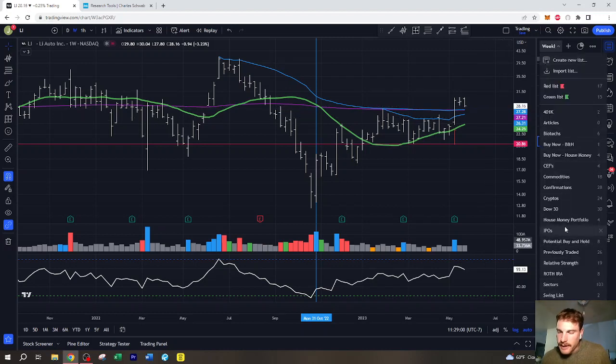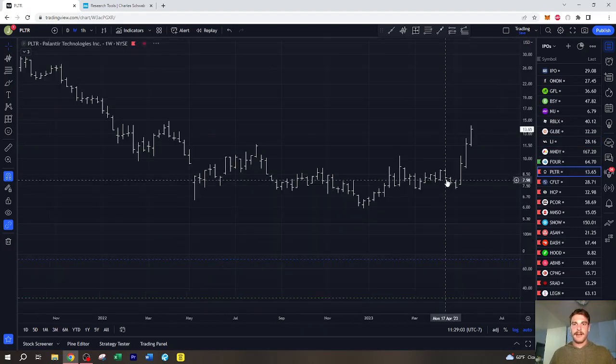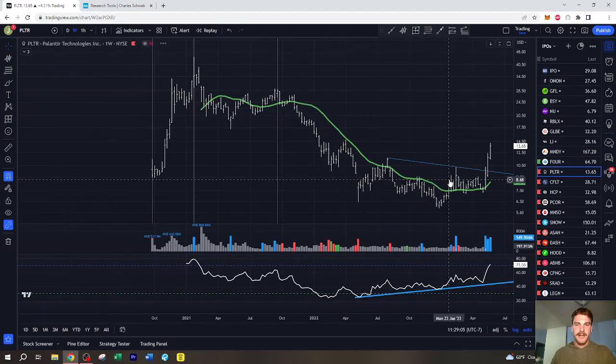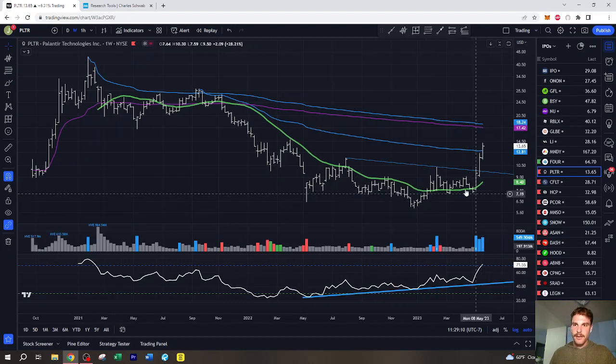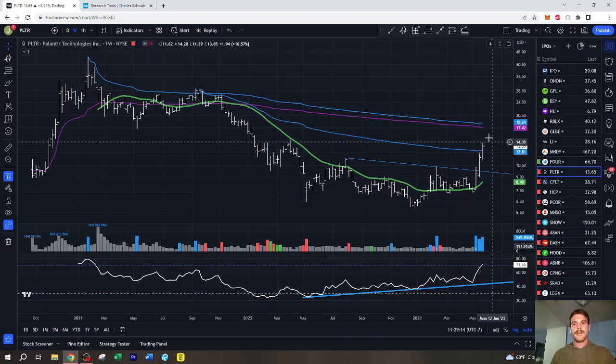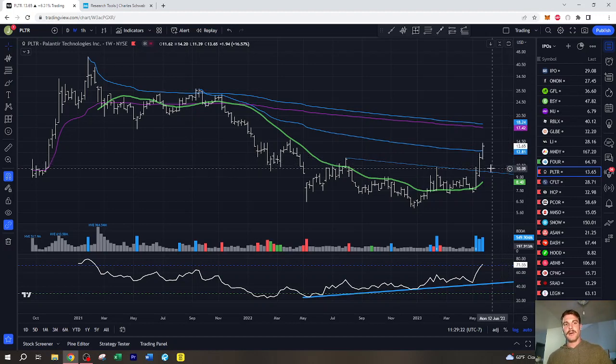So kind of going back to these other IPOs, how do I really screen for them? I kind of just look at the base overall. So Palantir was one I missed. This base that formed here after our most recent breakout was just so far below the IPO VWAP. And that just means there's a lot of overhead supply, and I don't really want to be trading issues that have these overhead supplies.